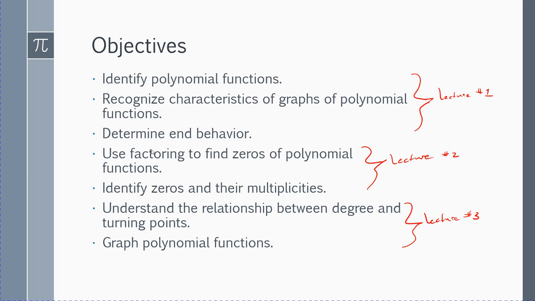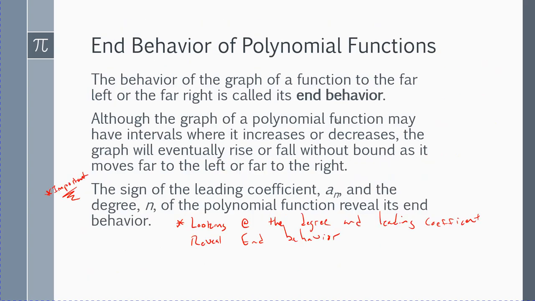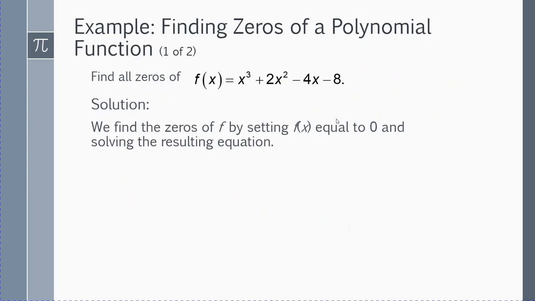Here we want to now talk about how you use factoring to find the zeros of a polynomial function. I'll explain in a second what zeros are. And then we'll talk about how you identify zeros and what's called their multiplicities. Okay, so let me skip to this part here. All right, so here I'm going to start with this example.